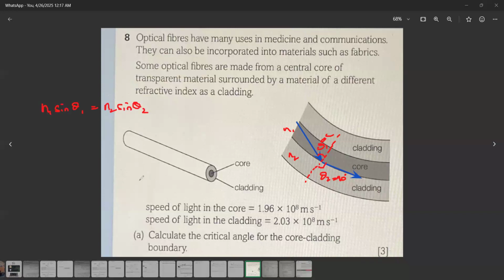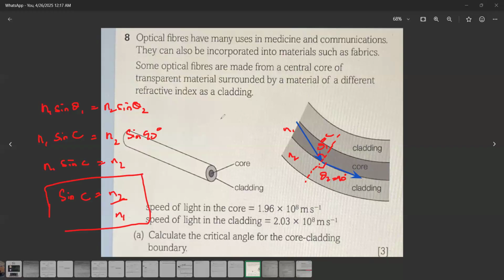N1 is the refractive index of the first medium. We don't know it. Sine theta 1 is the angle in the first medium, that is the critical angle. N2 is the refractive index in the second medium, that also we don't know. And theta 2 should be 90 because it is the critical angle, and sine 90 is 1. So we can say N1 sine C equals N2. When we simplify, we can say sine C equals N2 over N1. The ratio of the refractive indices is sine C.